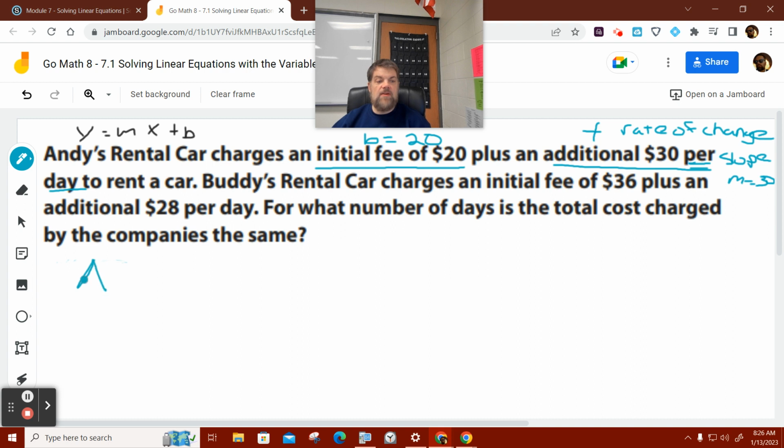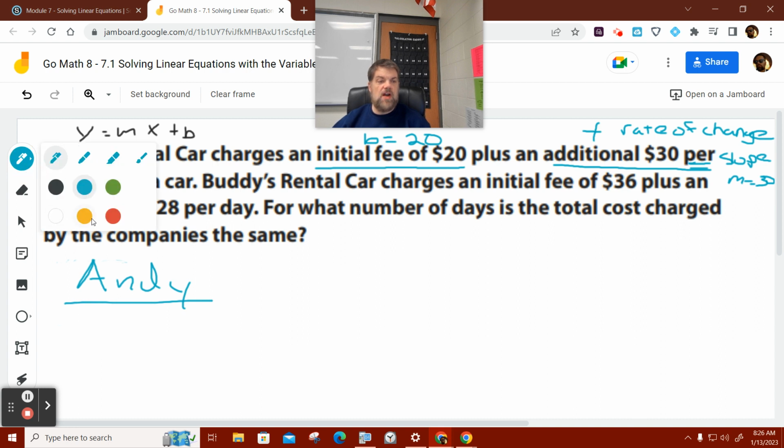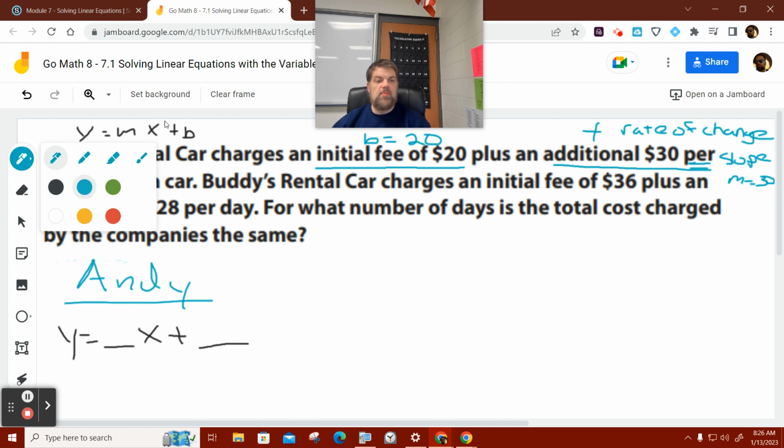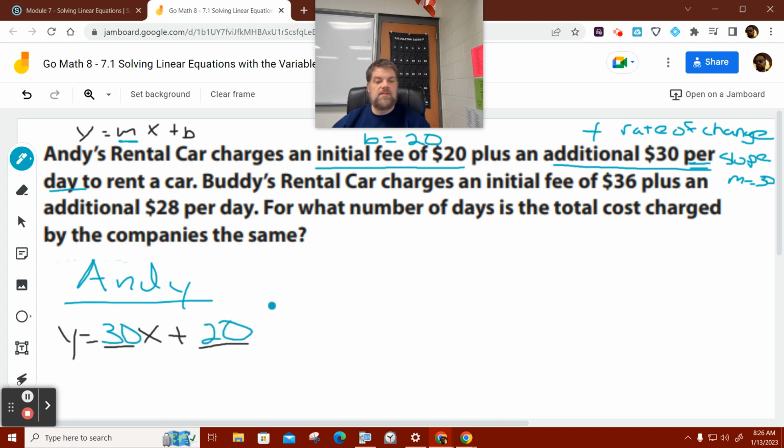So if I write down what Andy's rental charges, I start with y equals some value times x plus some other value. I'm going to put the m, which is 30, times x plus 20. And so that's the equation for Andy's car rental.